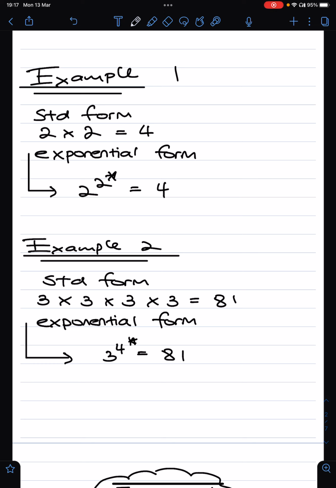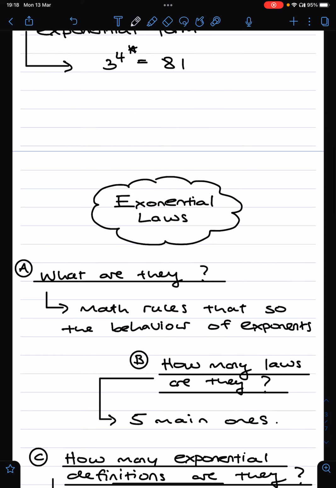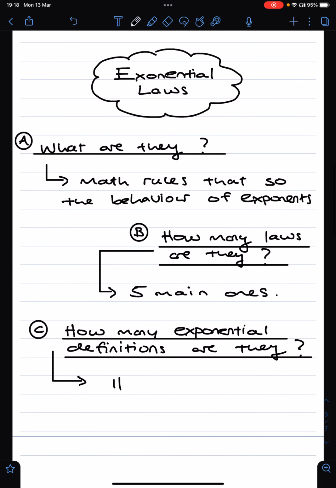So now that we've defined what an exponent is, let's have a look at some of the exponential laws, the exponential definitions, and what these all sort of mean. So what is an exponential law? They are mathematical rules that show the behavior of exponents. Okay, well, how many laws are there? At a school level, there's approximately 5 of them.